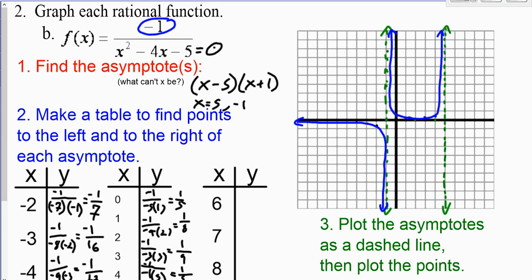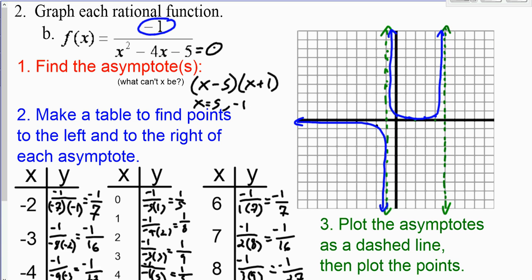So then I'm going to get 6, so negative 1. 6 minus 5 is going to be 1. And 6 plus 1 is 7. So I get negative 1/7. At 7, I'm going to get negative 1 over 2. And 7 plus 1 is 8. So I'm going to get negative 1/16. And 8 is going to be negative 1, 3. And 8 plus 1 is 9. So I'm going to get negative 1/27.